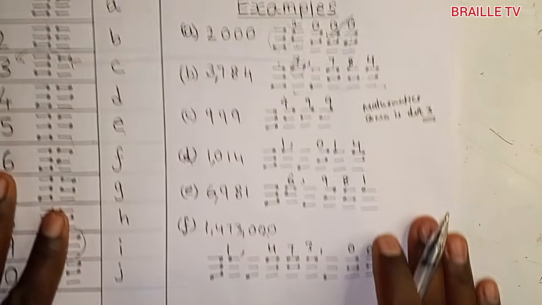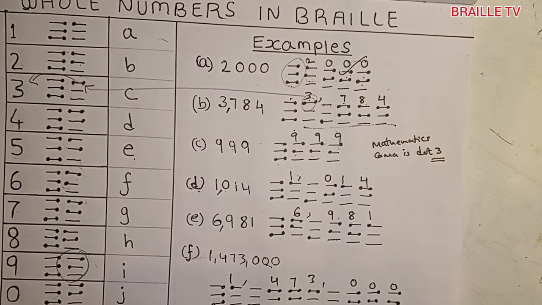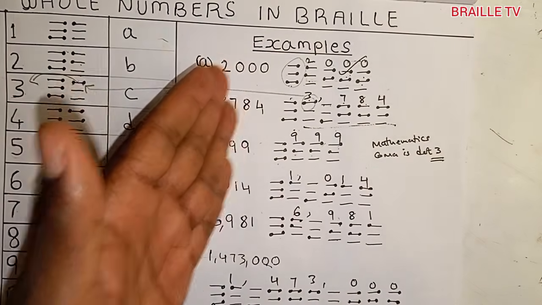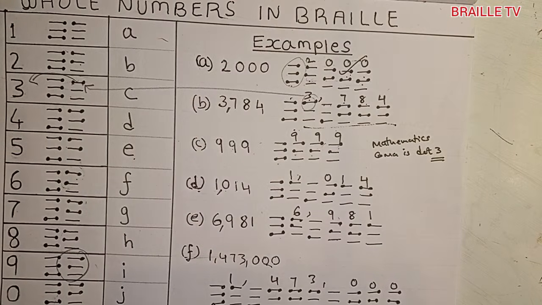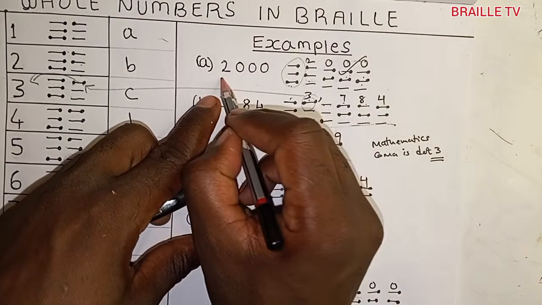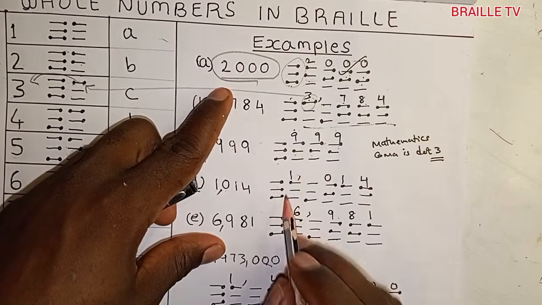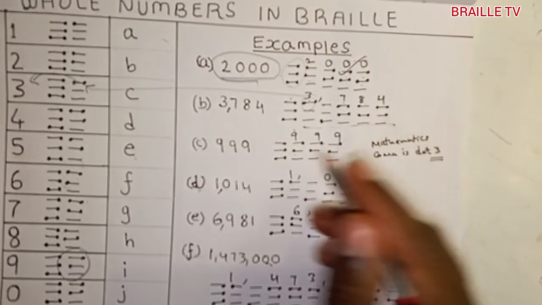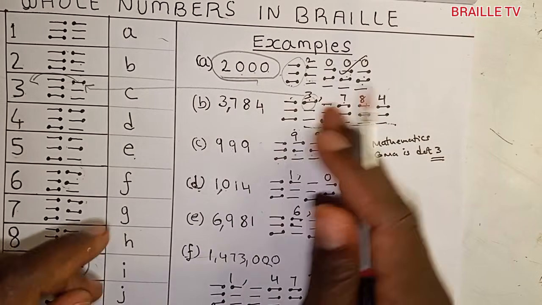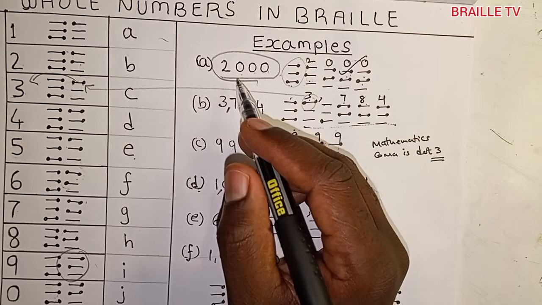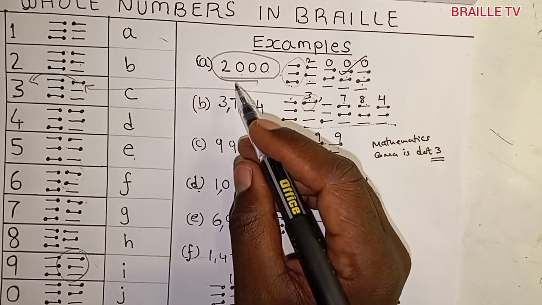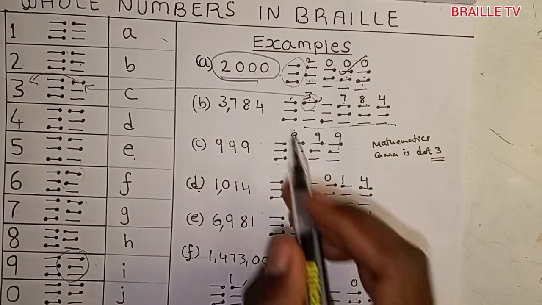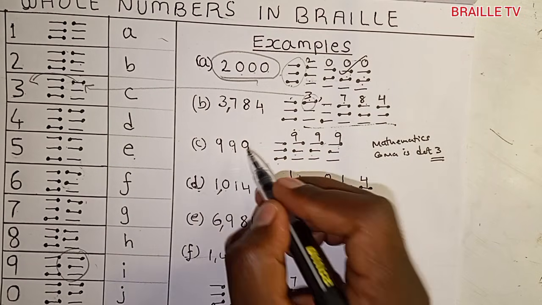So tumekuja na examples, we have represented them when it comes to Braille, and I have debrailled them, and I have told you, do not make a mistake of writing each digit with its own numeral sign. Do not do that, because this one, for example, 2000, is one number, okay? 2000 is one number. 3784, just like that. So you use one numeral sign.